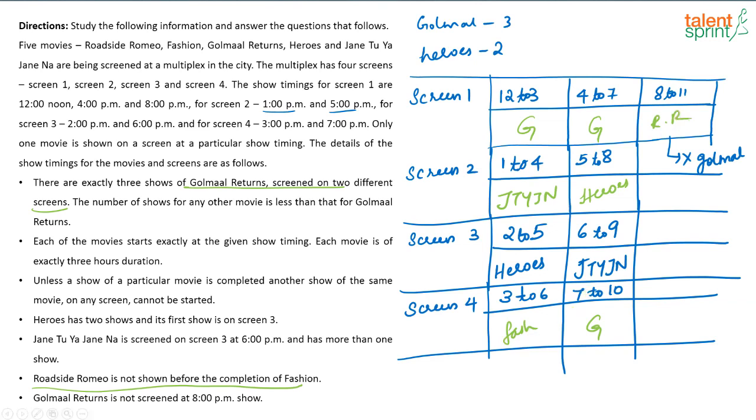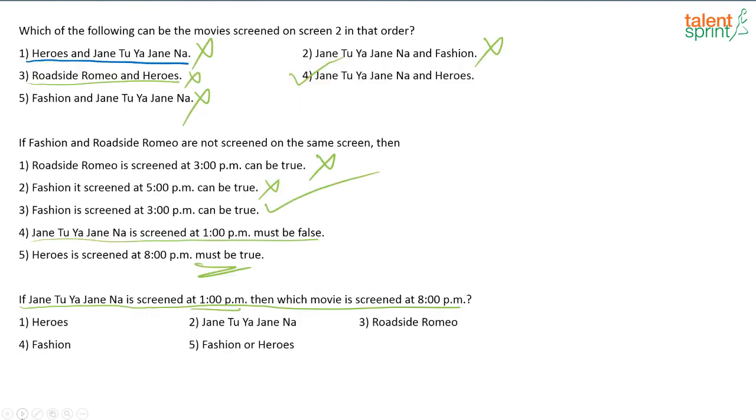Even if it was the other way around, let us say this was G, G, G, in that case, where will fashion be? Fashion can be here, right? And still this will be roadside Romeo. Whatever be the case, roadside Romeo will always be at 8 to 11. That we already found out in the first question also. So what will be screened at 8 p.m.? Roadside Romeo will be screened at 8 p.m.